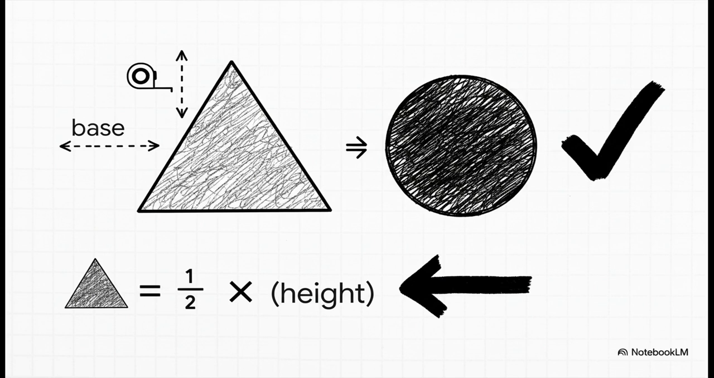So that gives us 1/2 times 3 times 6 pi, which simplifies to pi times 3 squared. Or for any radius r, pi r squared. We solved it. We actually did it.